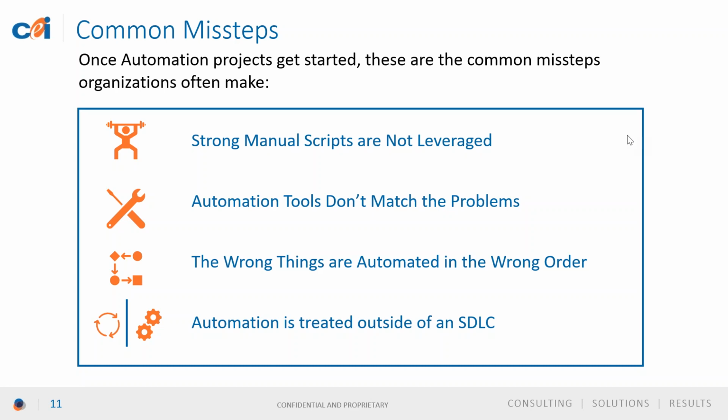Automation is treated outside of an SDLC. Automation development is nothing less than application development. Automation scripts are often not considered as a part of the organization's SDLC. Because of this, they forget the process required to develop and maintain the scripts in their role of supporting new and enhanced code.